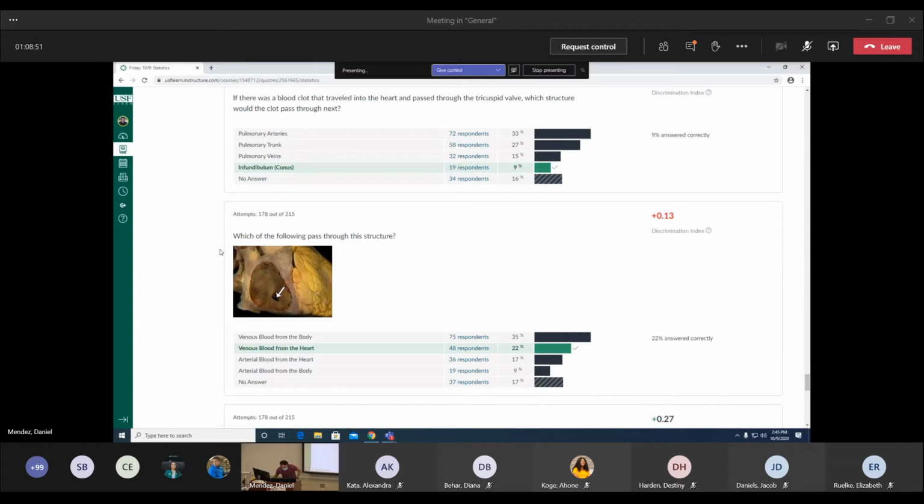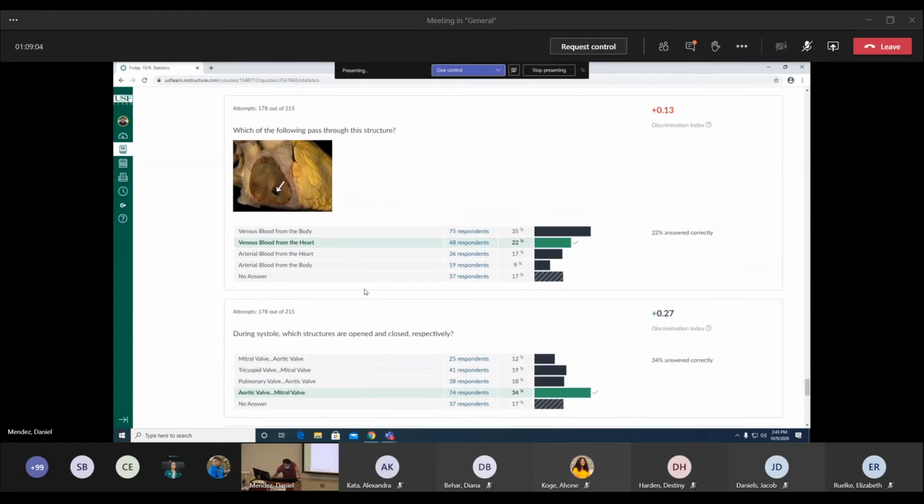So you can see the superior vena cava. If you can see my mouse is actually right there, and the inferior vena cava would be right here. You can't see the holes because the angle is not obviously too good, but this is going to be the coronary sinus. Really good job on that one.